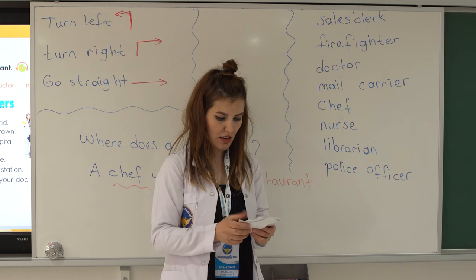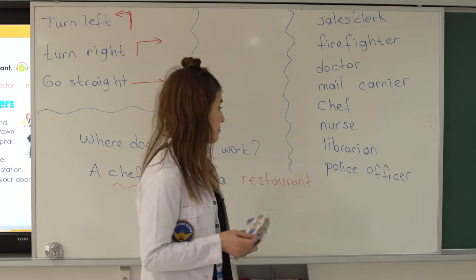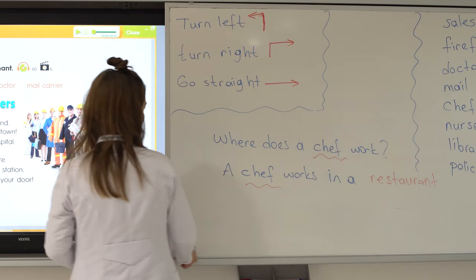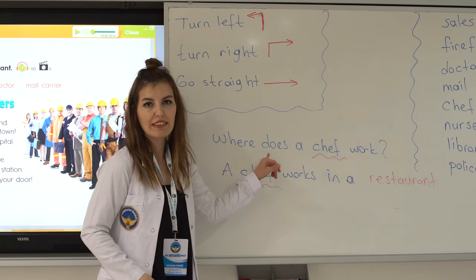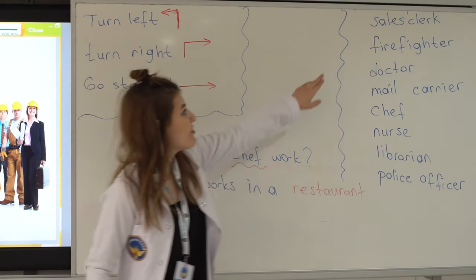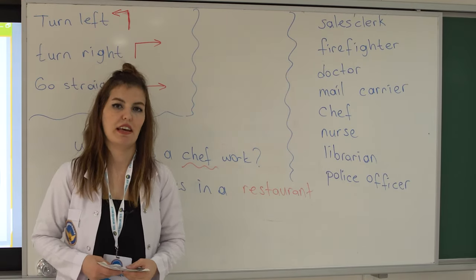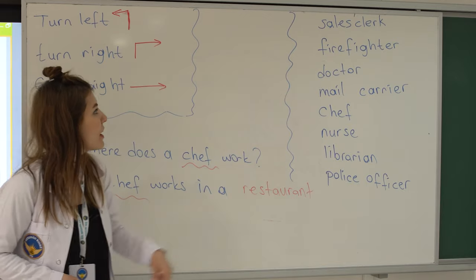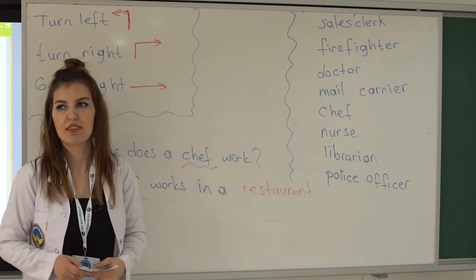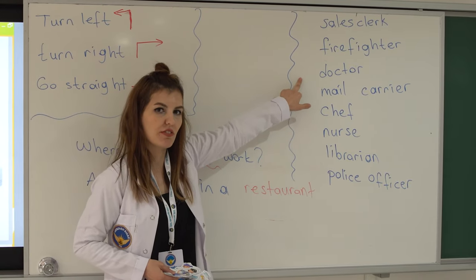Police officers work at the police station, and if you have a problem, they can help you. So, in this lesson, we will learn where a community worker works. For example, where does a chef work? A chef works in a restaurant. Where does a sales clerk work? A sales clerk works in a shopping center, maybe. Where does a firefighter work? A firefighter works at a fire station. Where does a doctor work?